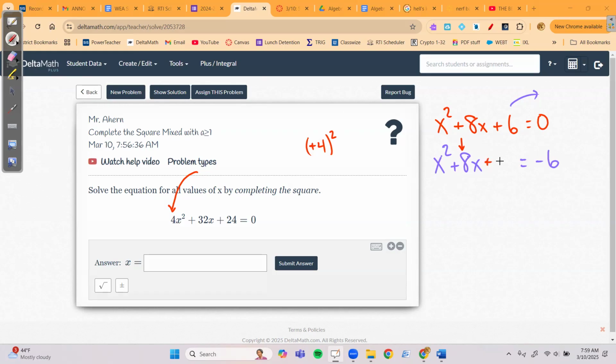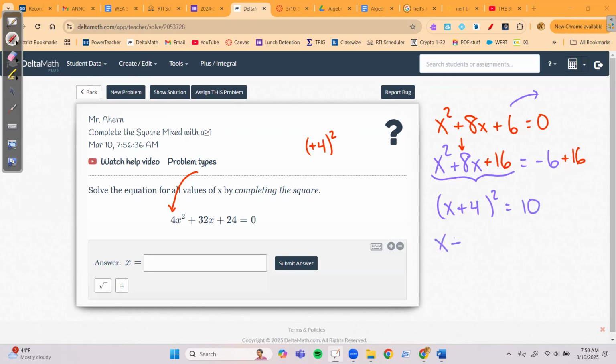So I'm going to add 16 right here, and I'm going to add 16 right here. And at this point, you know what I'm talking about. We have completed the square. So this is now a square, and it factors down into x plus 4 squared. And then you do the little kitty math on the right-hand side. Negative 6 plus 16 is 10. And then you square root both sides.